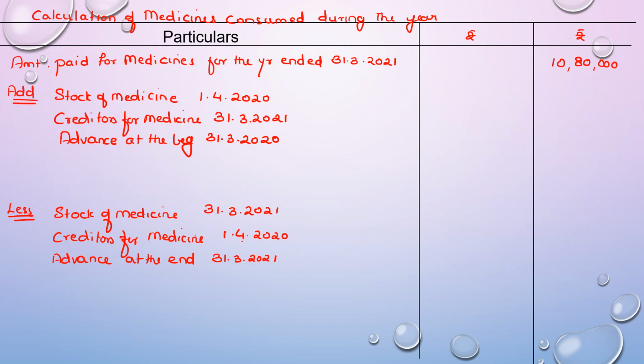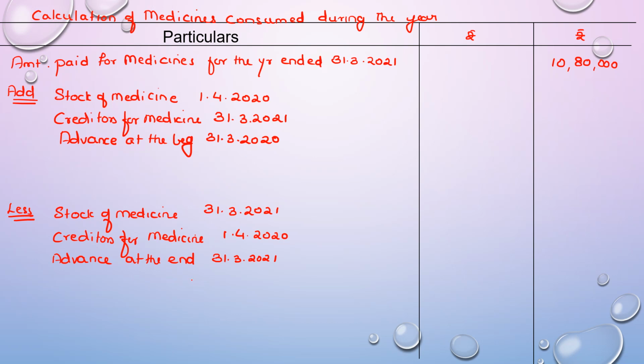Whereas related to the beginning of the year, whatever is the creditors for medicine, that is basically related to the previous year, and that is why we are subtracting the creditors for medicine at the beginning. Same way, advance at the beginning means the previous year advance was paid, means it is related to the current year 2021, and that is why we add that, because it is related to current year.